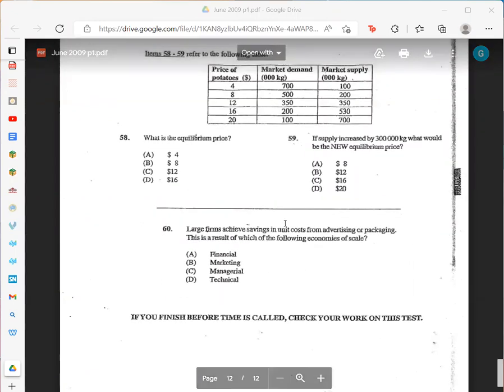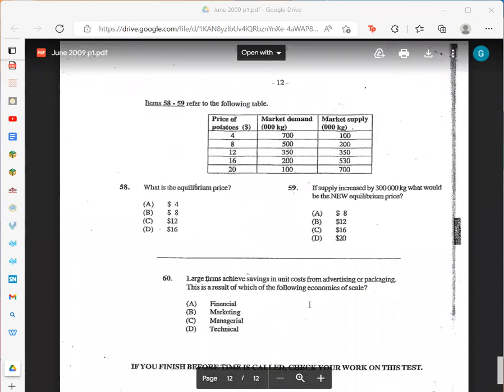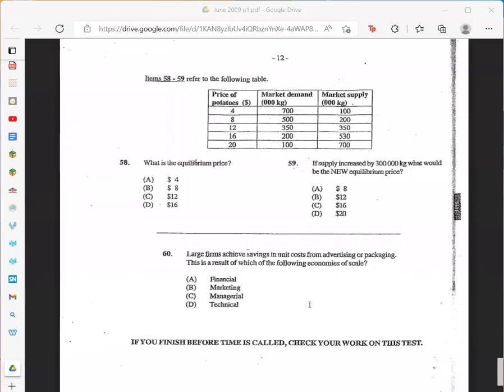And 60, large firms achieve saving in unit costs, right? So this was C. This is 8, which is A. Right? What is 60? Large firms achieve saving in unit costs from advertising because they advertise a lot. What type of economies of scale is this? Right? Marketing, that's correct.